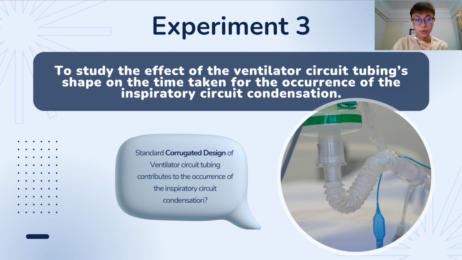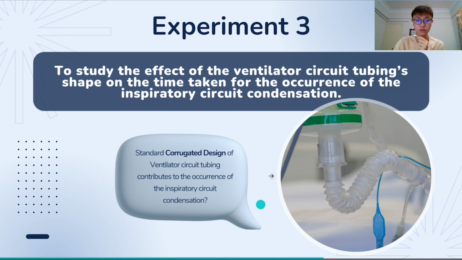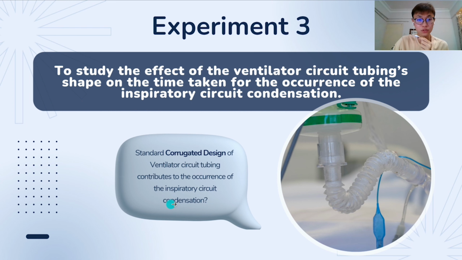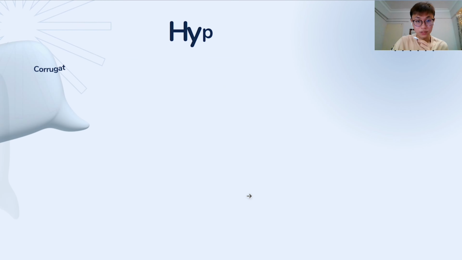The title of experiment 3 is to study the effect of ventilator circuit tubing shapes on the time taken for the occurrence of the inspiratory circuit condensation. Our question is: does the standard corrugated design of the ventilator circuit tubing contribute to the occurrence of the inspiratory circuit condensation? So now here comes the hypothesis.